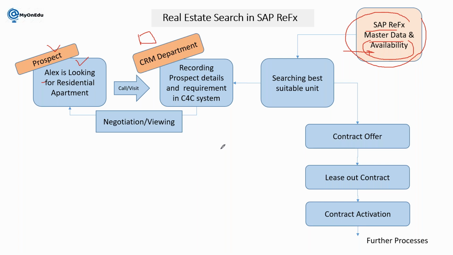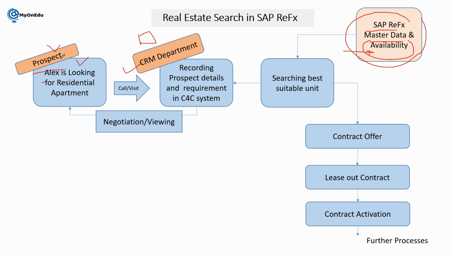So there are two things here. First, the prospect details. Second is what is his requirement. So prospect details, let's say Alex is calling, we are just noting down his name, his phone number, his email ID, okay, and his budget, and all these details, what is his preference, these all details we are maintaining. So with reference to his personal detail, one master data called BP, business partner, will be created in the system automatically from CRM itself if we are using CRM system.